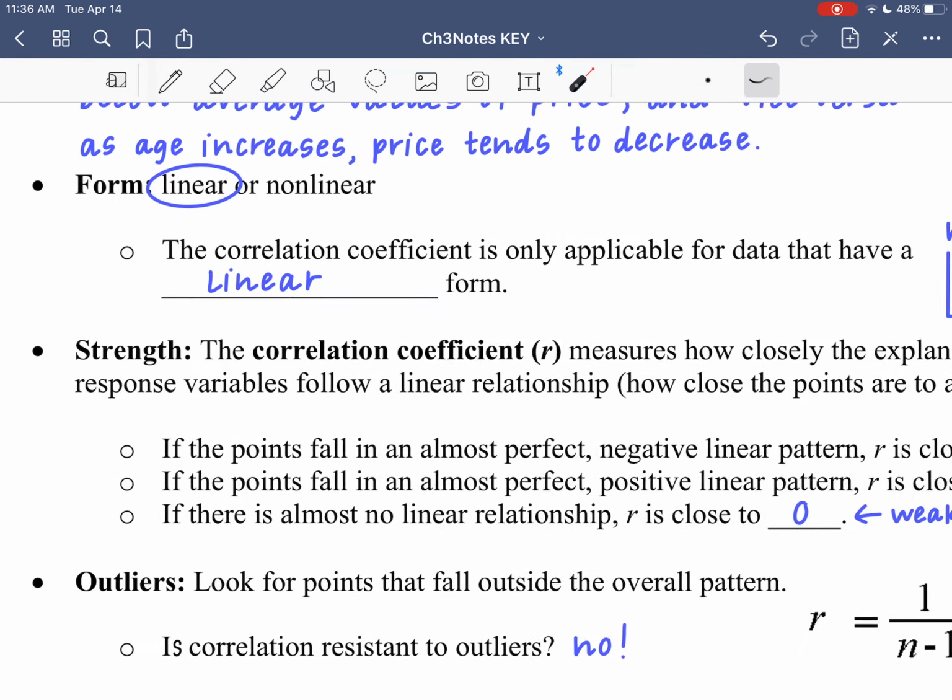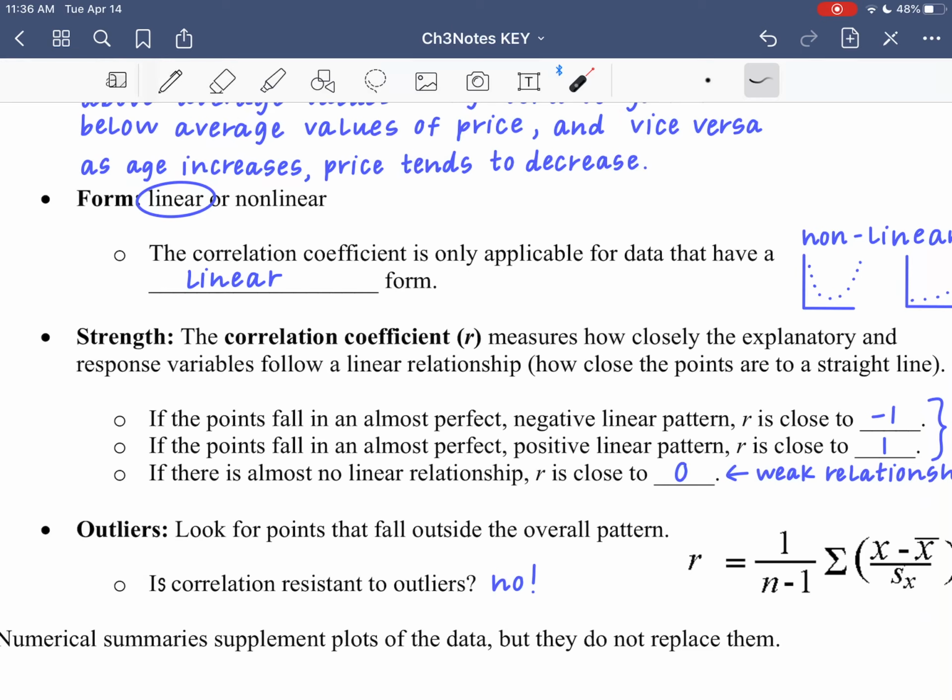For strength, we're looking at how closely the explanatory variable and the response variable follow a linear relationship. So in short, how close are those points to a straight line?